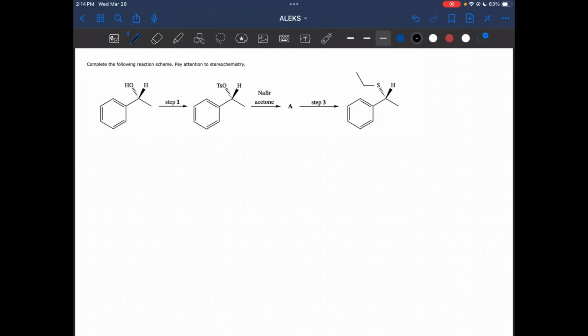All right, so for this problem, we're asked to fill in the blanks for this three-step reaction scheme. And right off the bat, I just want to say that if someone says they look at this and instantly know the answers, they're lying. You're going to have to do some problem solving with this.